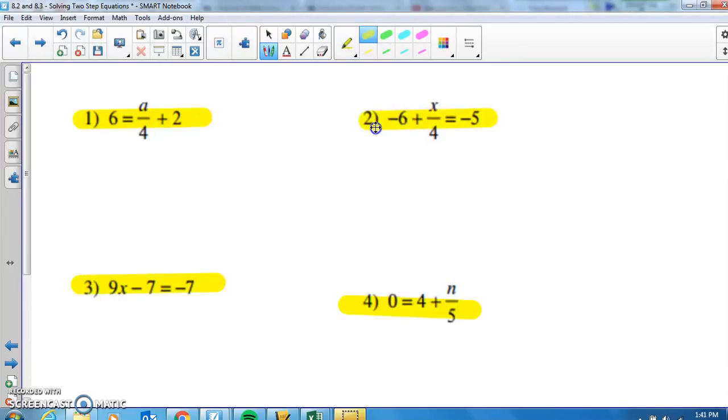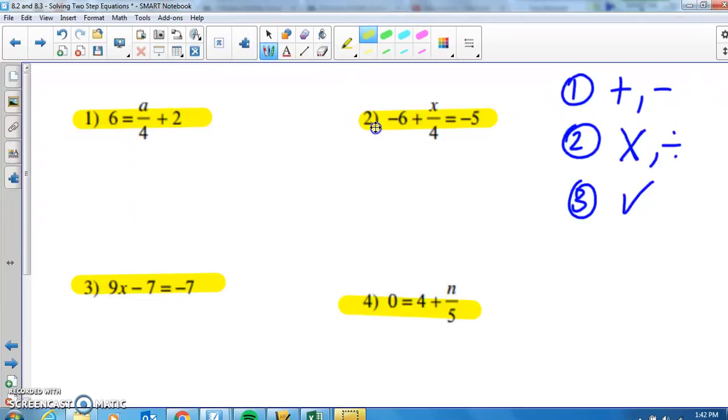All right? What I want you to do is try these 4 problems. You'll notice 1, 2, and 4 have division in it. I'm going to do number 1 for you and then let you finish up with 2, 3, and 4. So on number 1, let me write down over here the steps. We're going to add and subtract first. Those are inverse operations. We're going to multiply and divide second. Those 2 are inverse operations. And then the third thing, we want to check our work.